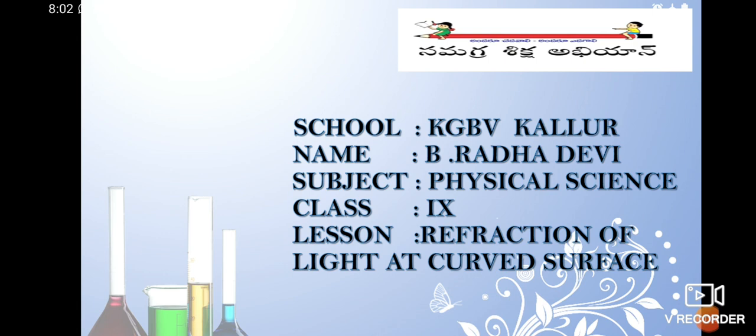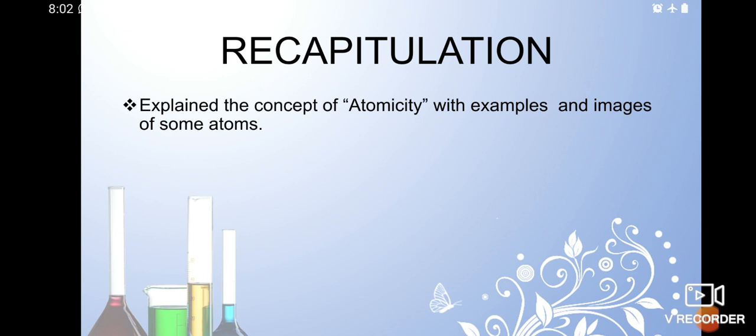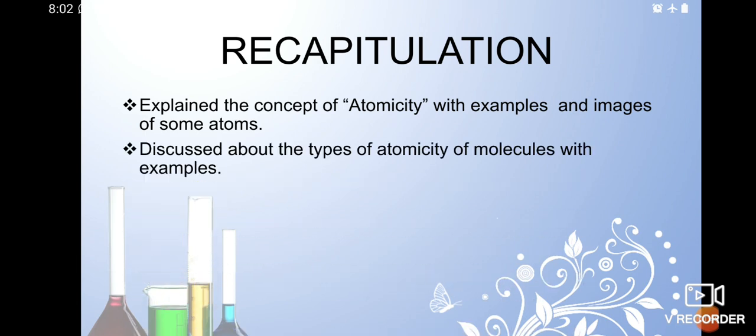Okay. So, first, let us recapitulate our previous concept which was discussed by us. The recapitulation of the previous class is what we have discussed. I explained to you the concept of atomicity with examples and showing images of some atoms so that you can understand the atomicity concept very easily. Then I also discussed the types of atomicity of molecules with examples.